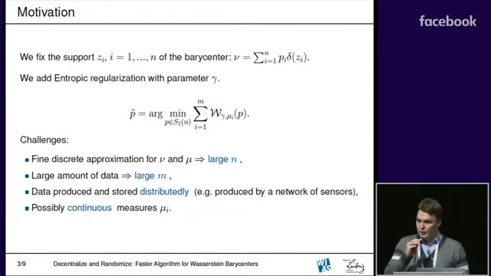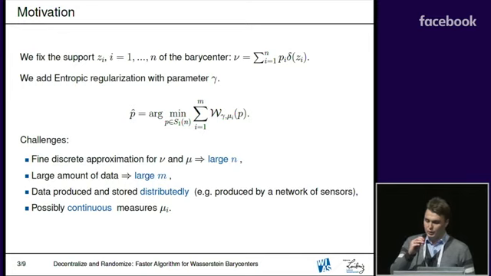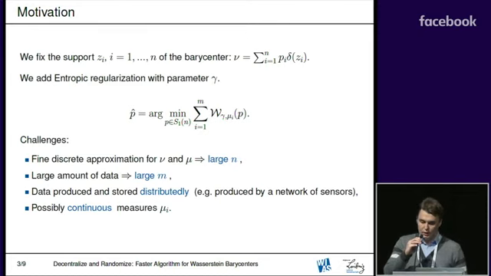So we consider this problem in a semi-discrete case. This means that we want to find a discrete approximation for the barycenter. We also introduce entropic regularization, as it's usually done in the literature. And so our problem becomes this finite dimensional minimization problem.